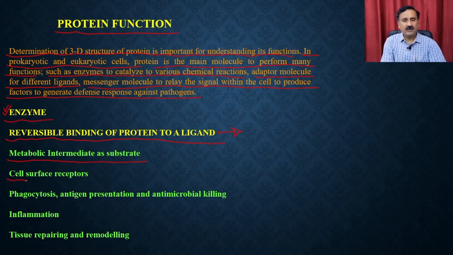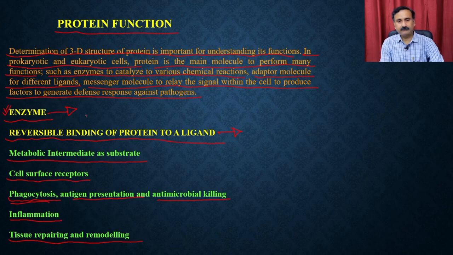Then it can also function as a cell surface receptor, so that it can receive the ligand from different sources, and that's how it can relay the signal from one cell to another cell. Then it can also function as an adapter molecule to mediate different types of immunological responses, whether it is phagocytosis, antigen presentation, antimicrobial killing, or inflammation. In addition to that, proteins are also known to catalyze tissue repair as well as remodeling. So let's start first with the protein function as an enzyme.